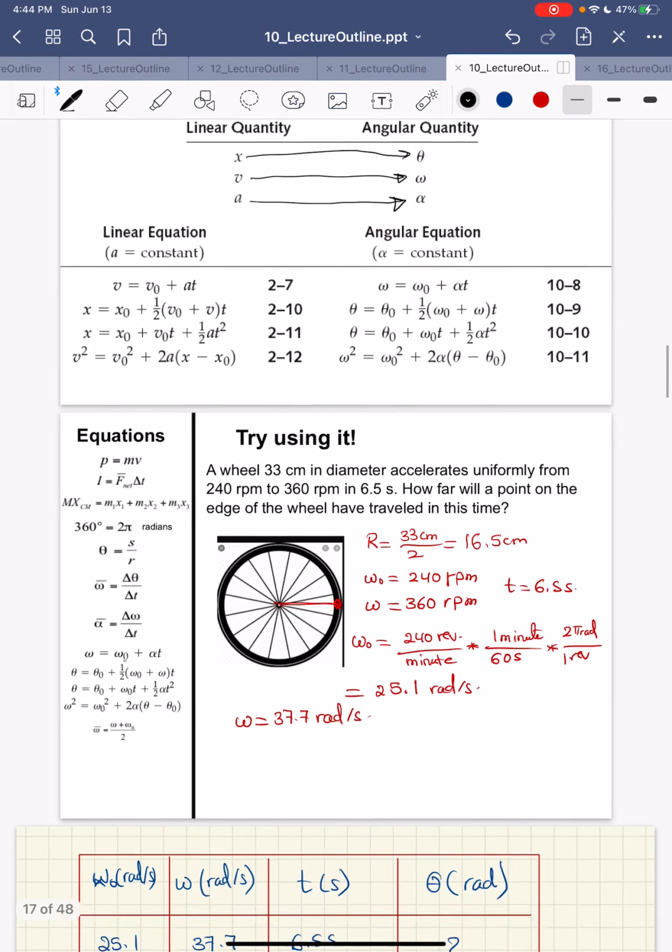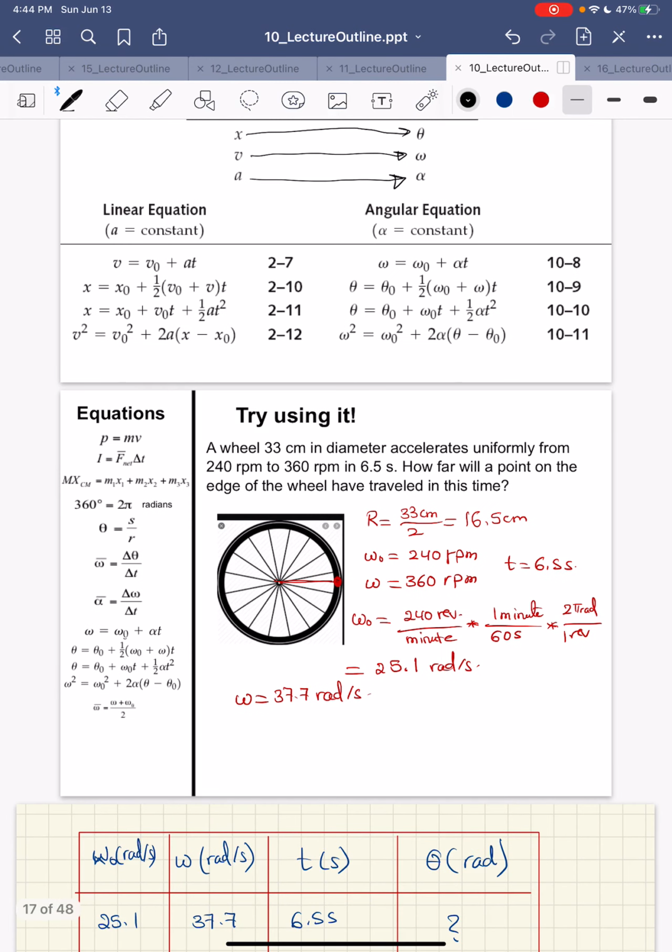Let's apply these here. I have a wheel that is 33 centimeters in diameter, and I advise you, so that you will not forget right away, find the radius. It accelerates uniformly from 240 RPM to 360 RPM in 6.5 seconds.